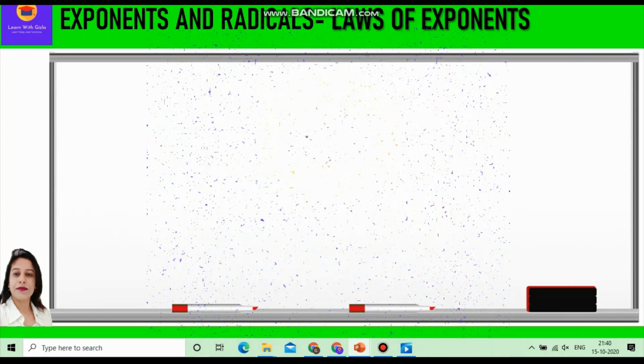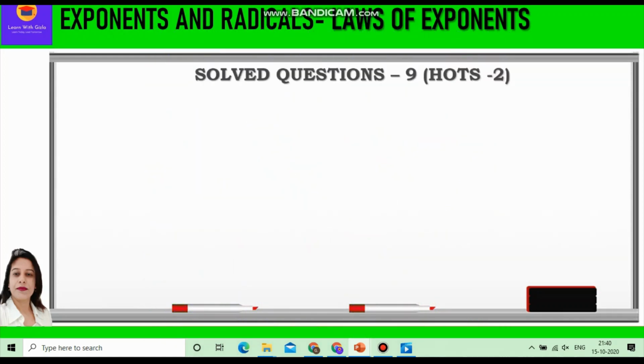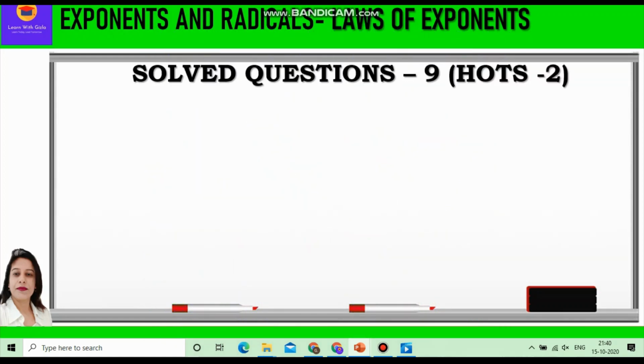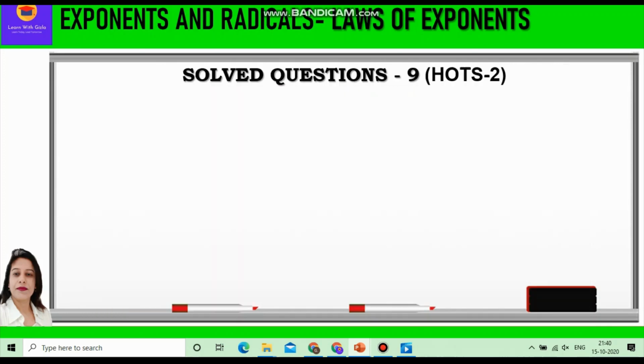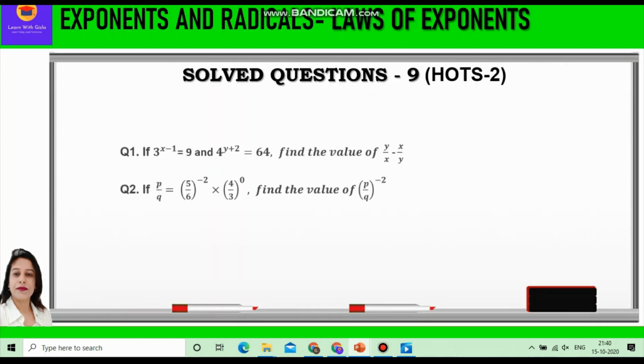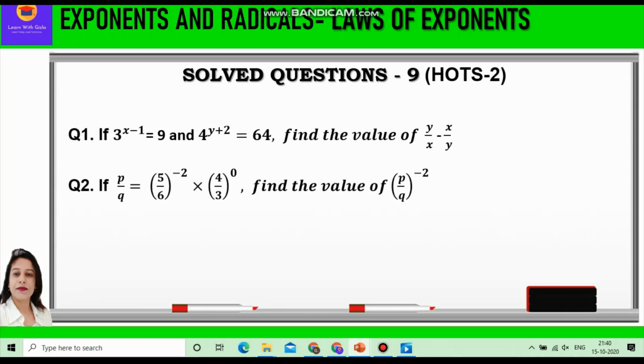In this video of exponents and radicals, we are going to take up two very important questions in which we will find the value of any variable, say x, y, p, q, using the laws of exponents and substitute the values in the given expression. Now these are the two questions which we are going to take up in this video.